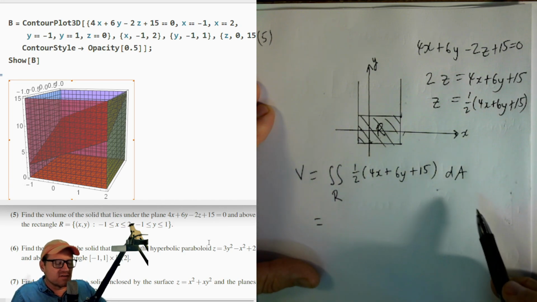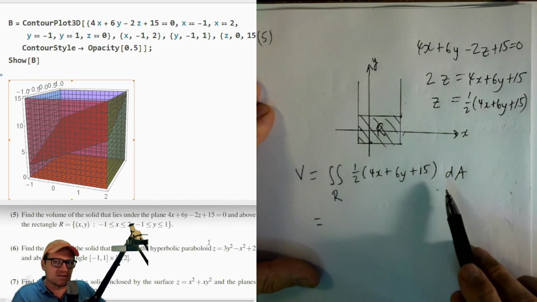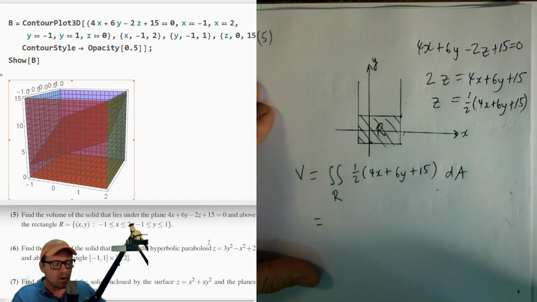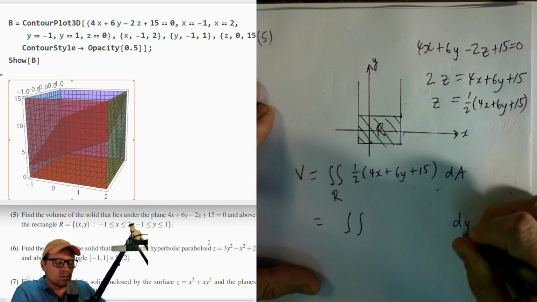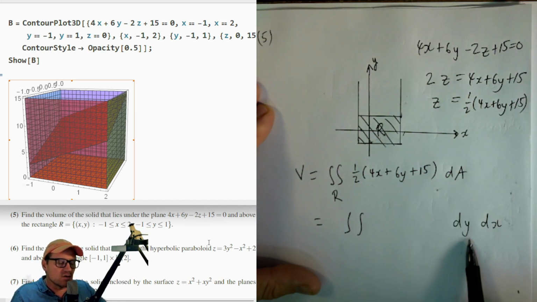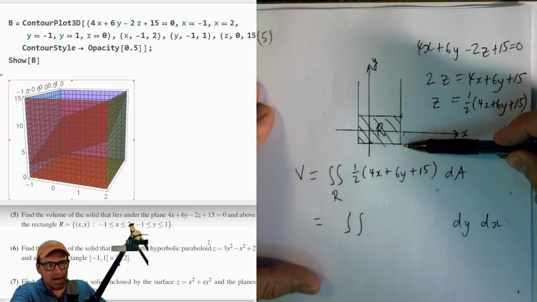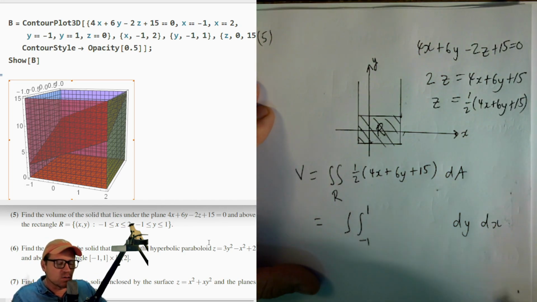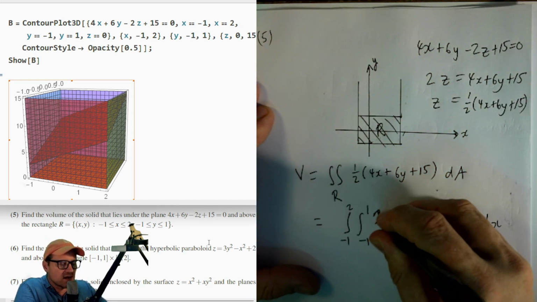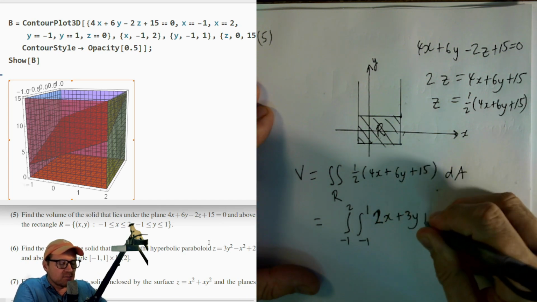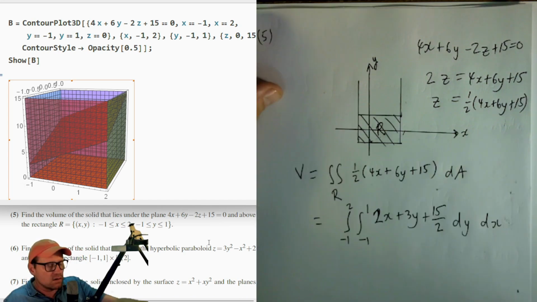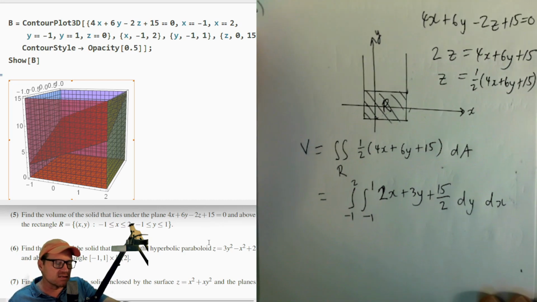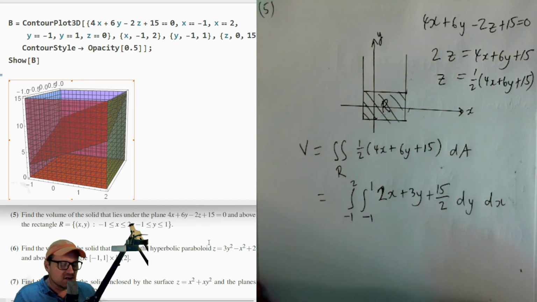So what about the bounds of integration? So we want to write this in terms of dx and dy, or dy dx. So let's put dy first and then dx. So the y's in here are going from -1 to 1, and the x's are going from -1 to 2. And so inside we have 2x plus 3y plus 15 over 2. Okay, so now we can just integrate this and calculate the volume shown in the diagram there.